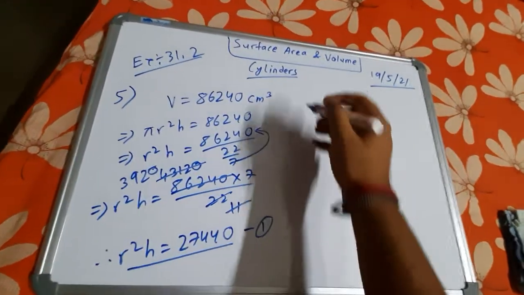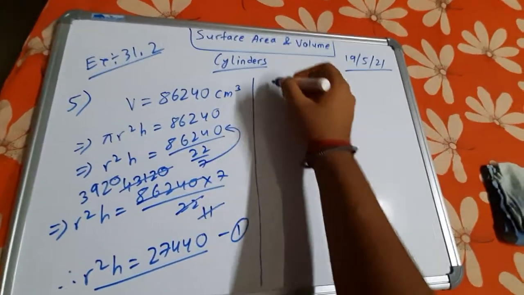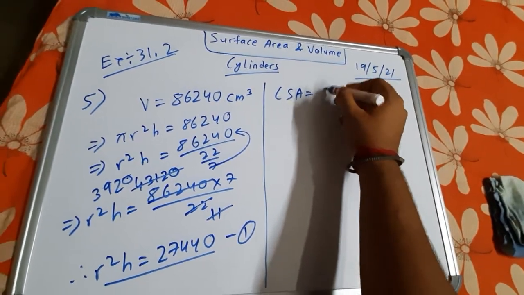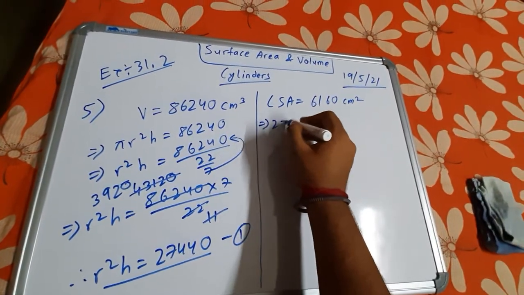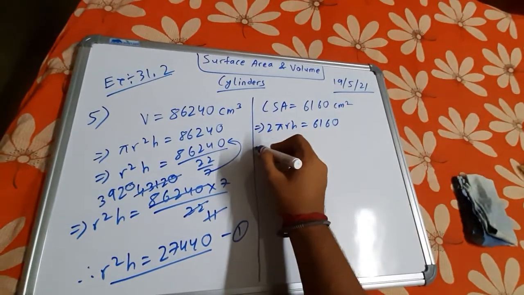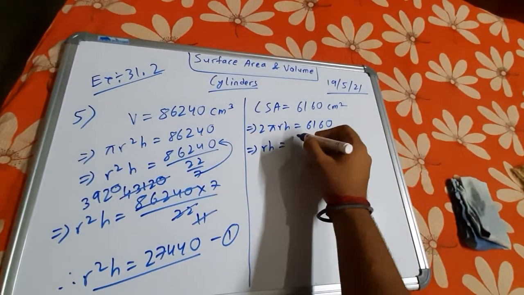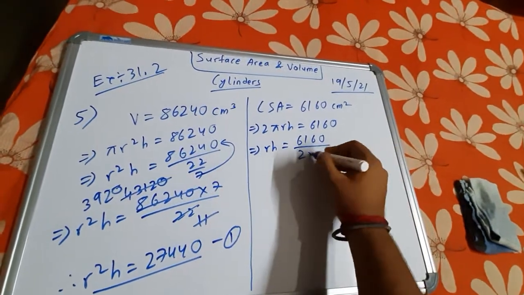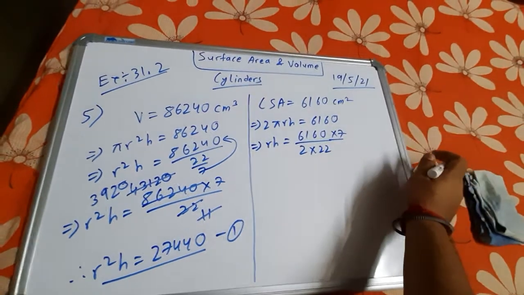Okay, next we will be considering the curved surface area, the CSA. Curved surface area is given as 6160 cm square. Now we know the formula, 2 pi RH equal to 6160. Next, we'll be keeping RH over here, and we'll be taking the 2 pi over here. So 6160 by 2, and if we divide by pi, we multiply by 22 and 7 will go to the top. So I can just show it in one step only.